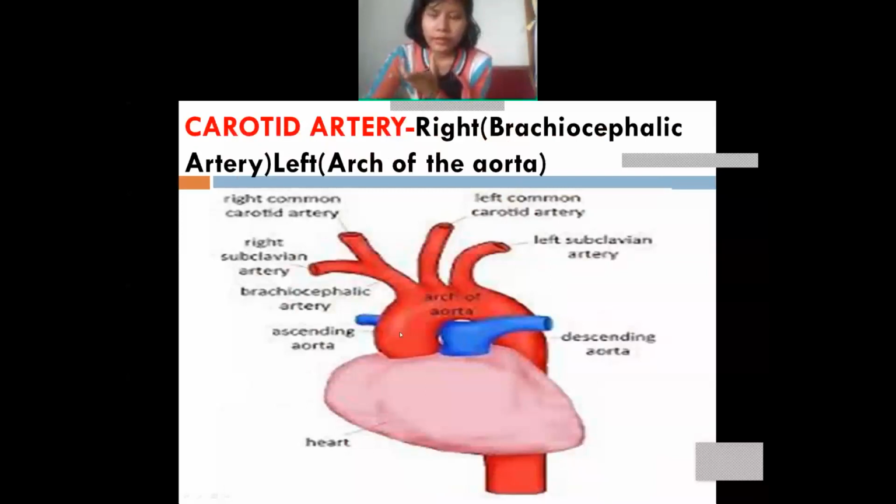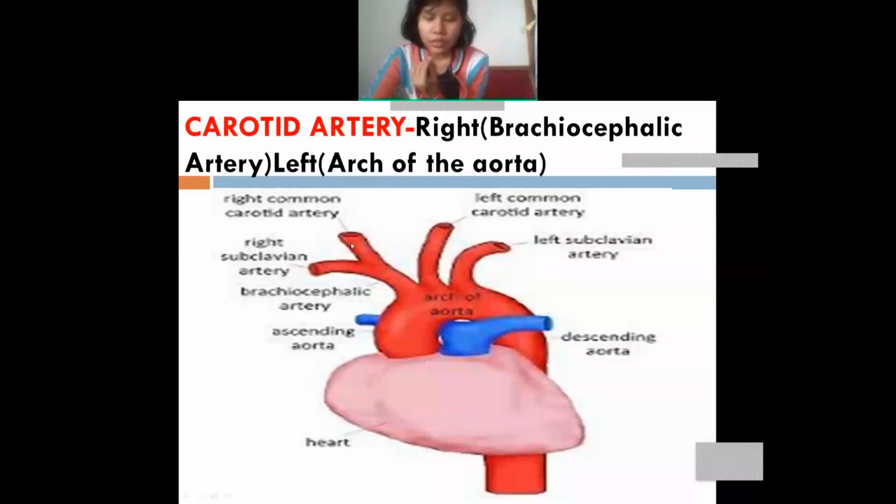So you will find that the carotid artery is divided into two branches. That is the right common carotid artery, which is this one, and the other branch is the left common carotid artery, which is this one.